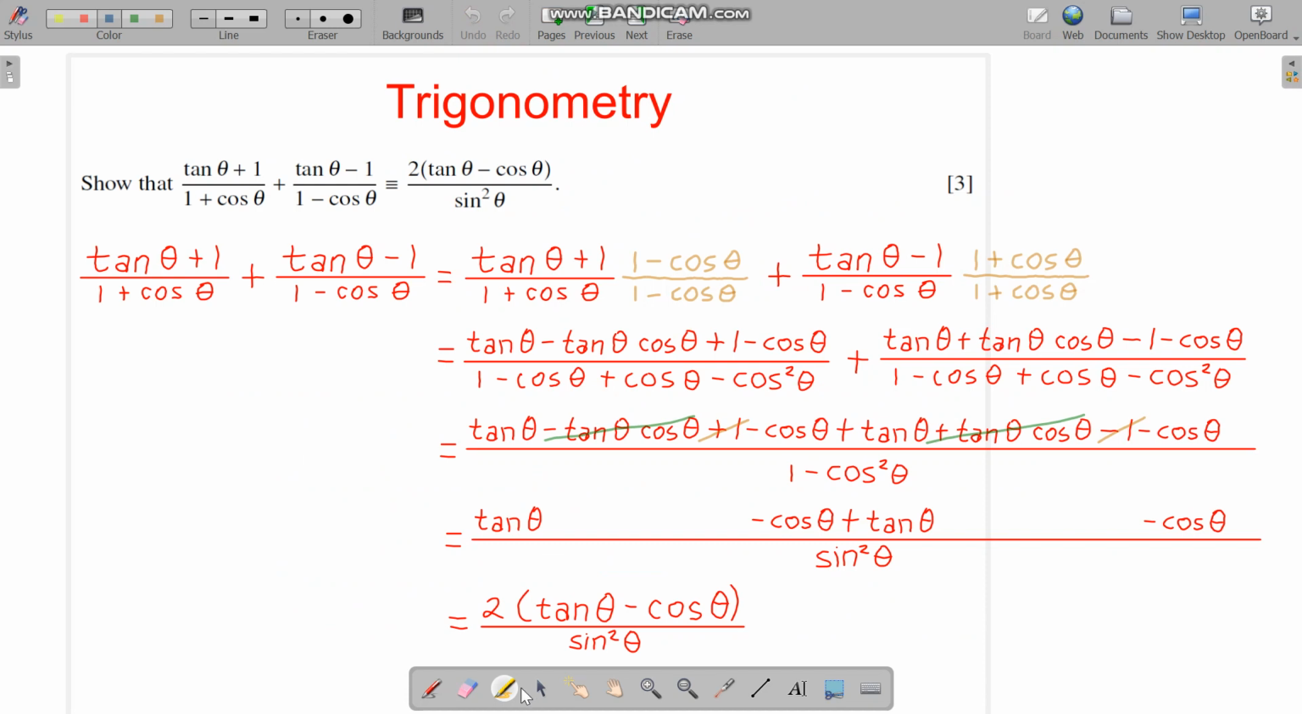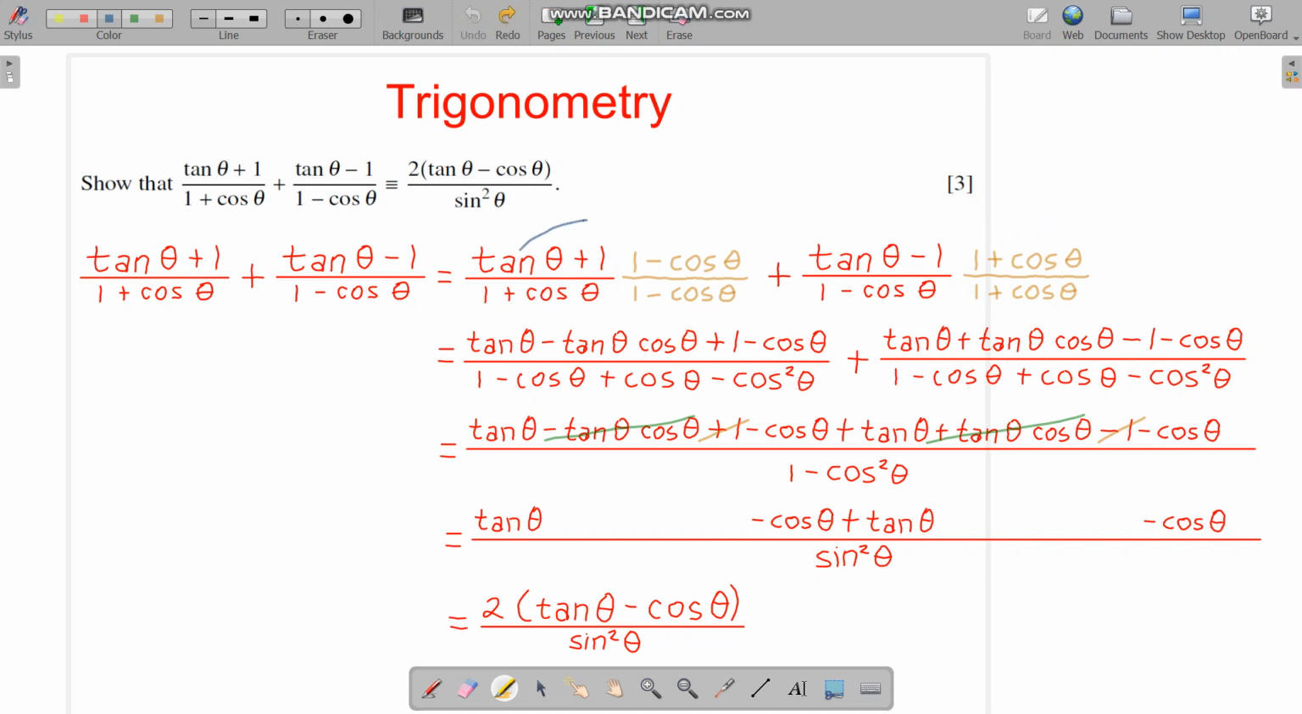So for example, here we have the left hand side. We can just multiply the first fraction by 1 minus cos over 1 minus cos, second fraction by 1 plus cos over 1 plus cos, so that we have the same denominator.